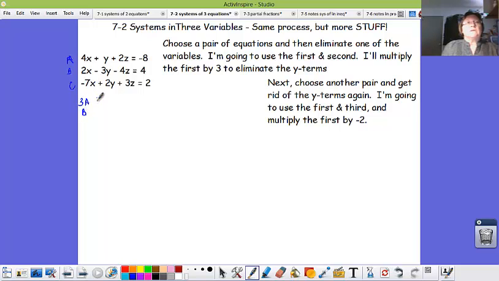So 3 times the A equation, 12x plus 3y plus 6z, equals negative 24, and that's everything multiplied by 3. The B equation was 2x minus 3y minus 4z equals 4. Now I'm combining: 14x, the y's have been eliminated, 2z, and negative 20.